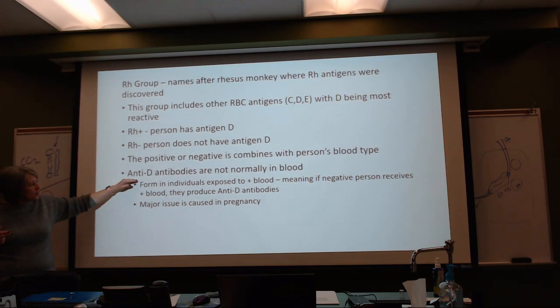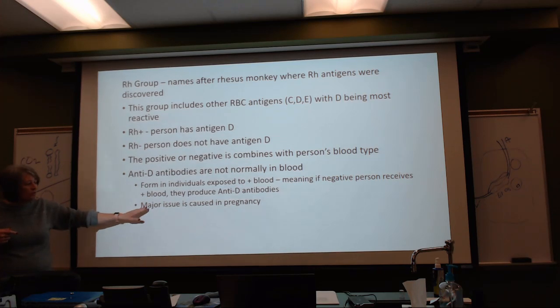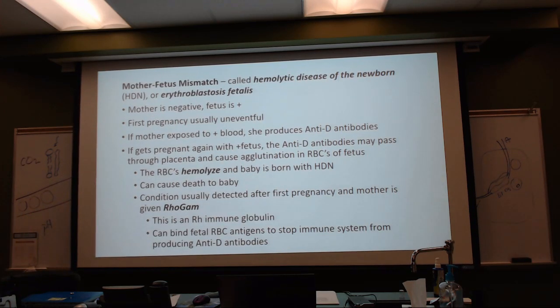Now, for the most part, they're not normally in the blood, but they are present. So if an individual is exposed to the positive, if you're negative and you receive positive, then you develop it. But the only time it's a problem is at pregnancy. It's called hemolytic disease of the newborn, or erythroblastosis fetalis. Fetal, fetus; erythro, red blood cell; blastosis, blowing it up. Therefore, hemolytic, the breaking apart of the red blood cell.